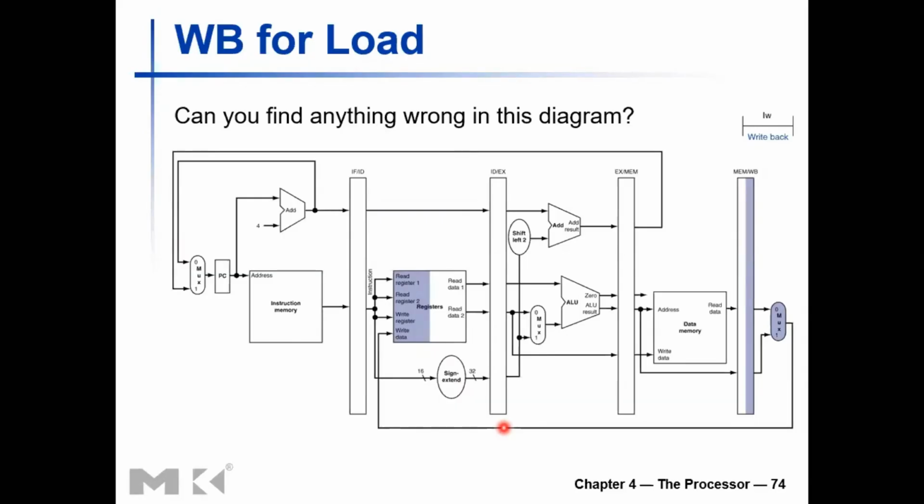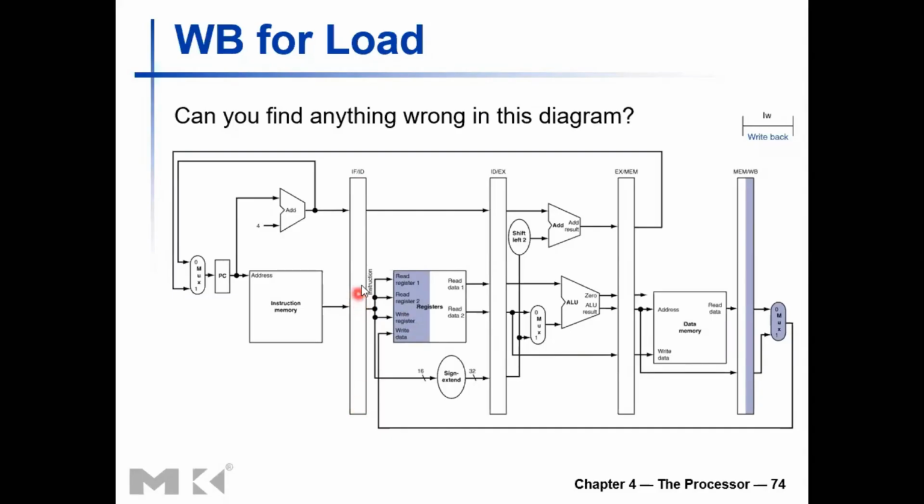In the write back operations, can you find anything wrong here? Write register is not the correct value. Exactly. Very good. Write register, that is, this particular port is not receiving the correct value. Why is that? Where are you getting the value to that write register port? That is from the IFID pipeline register, right?